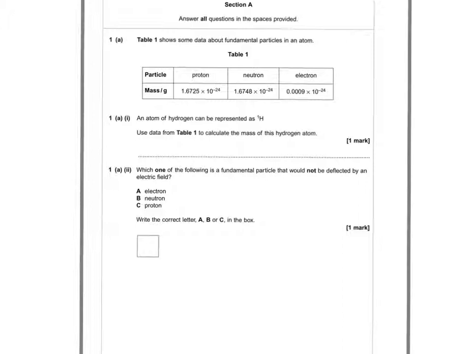So what you need to do is take the mass of the proton and the mass of the electron and add them together. And that's it. So the answer there should be 1.6734 times 10 to the minus 24. And that's how you do question 1A1. A lot of people were thinking that there was a neutron in the hydrogen atom or just a proton, but just think about it. In terms of looking at hydrogen in the periodic table, look at what the proton number and the mass number tells you.